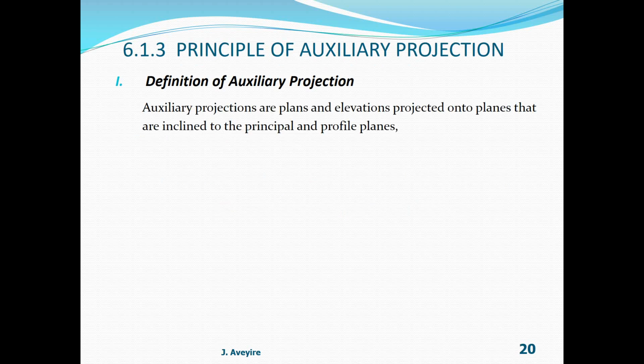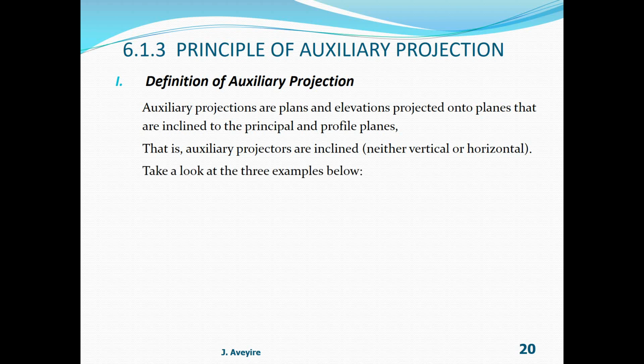Definition of auxiliary projection. Auxiliary projections are plans and elevations projected onto planes that are inclined to the principal and profile plane. That is, auxiliary projectors are inclined, neither vertical nor horizontal.